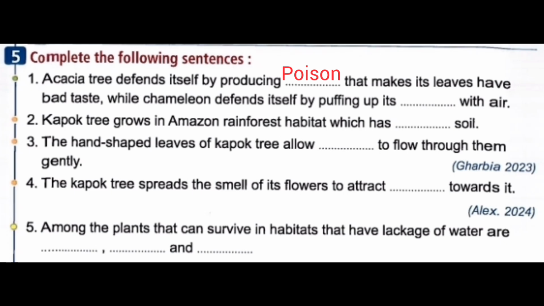While chameleon defends itself by puffing up its blank with air. Puffing what? Puffing its body. So the answer is body.